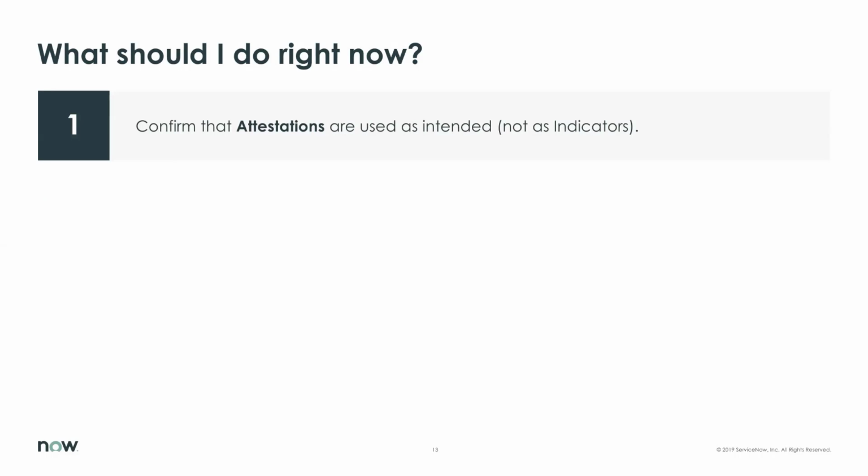Going back to the mistakes that are common, that we try to avoid, what I would do right now is make sure that you're using those attestations the way that they were designed. Not as your continuous controls monitoring indicator, but as the attestation of yes, my control is implemented and yes, it is put in place. Let the continuous controls monitoring be done by what was designed to do that. So you make sure you're using those properly.